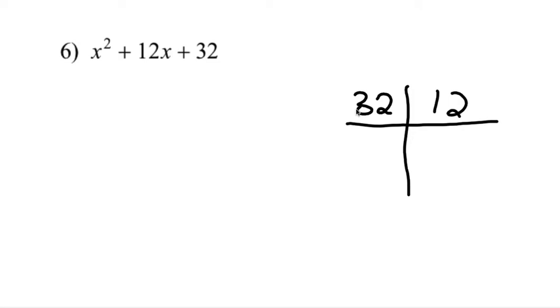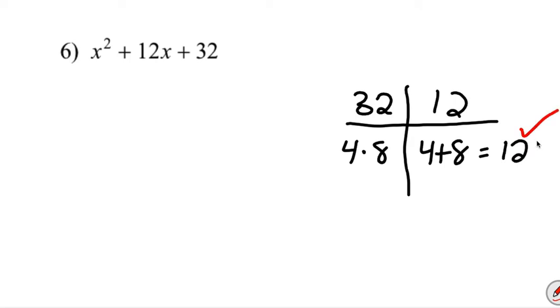So what two numbers will multiply to give me 32 and add to give me 12? Let's think about it for a second. Hopefully you got to 4 times 8. 4 times 8 is 32. 4 plus 8 equals 12. That is my correct answer.